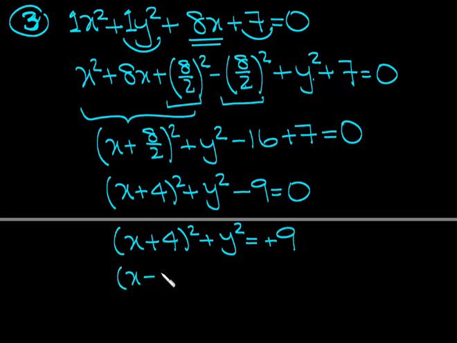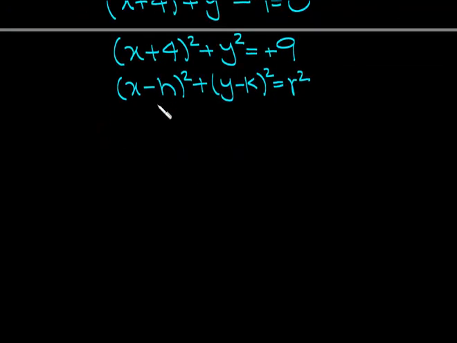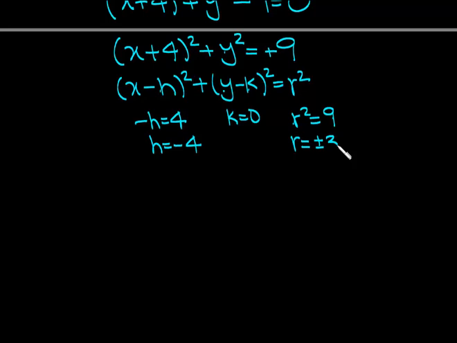So if you compare this now to the standard form, which is this, you can extrapolate these values very quickly. I have negative h is equal to 4, so h must be minus 4. I have y squared here, so k must be 0, because there's no term to the right in that square. And then we have r squared is equal to 9, a square and a number, so you take square roots, so we get r is equal to plus or minus 3. So r is equal to just 3, since the radius has to be positive. So my center is negative 4 and 0, and the radius is 3.